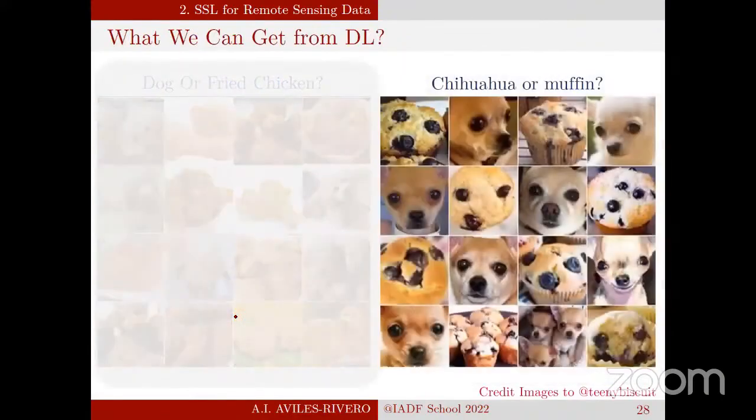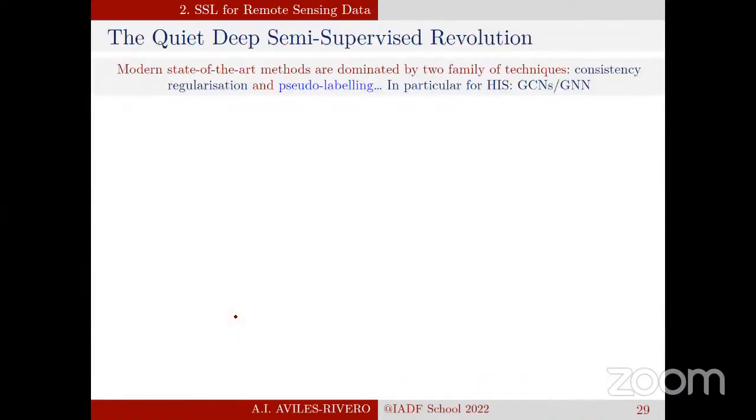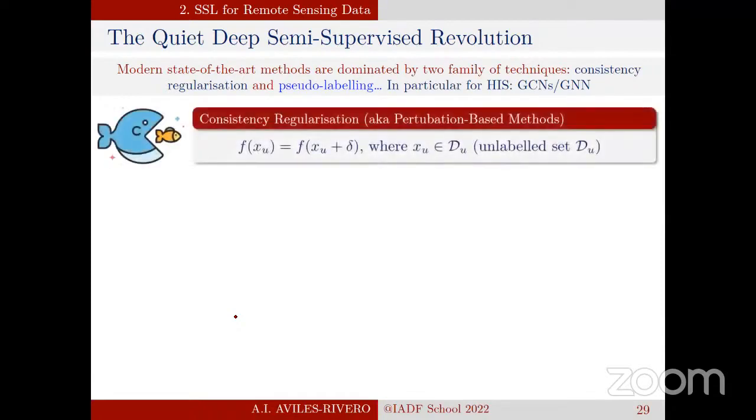So we can work better and faster than our eyes, perhaps. And this is what is happening: a quiet deep semi-supervised revolution. Many of the underpinning theories that we saw in the classic perspective are now applied in the deep semi-supervised perspective. So we have different pseudo-labeling.